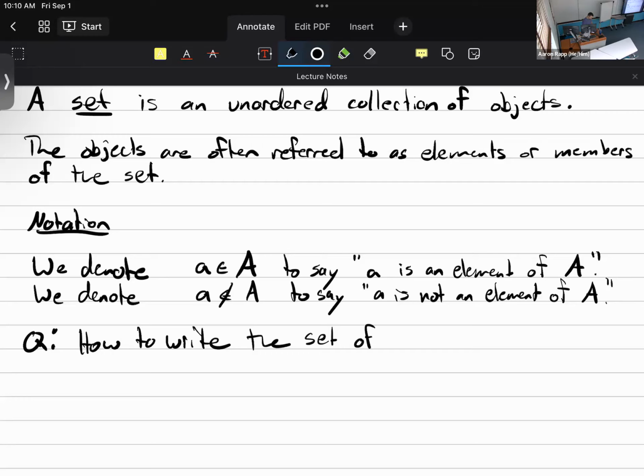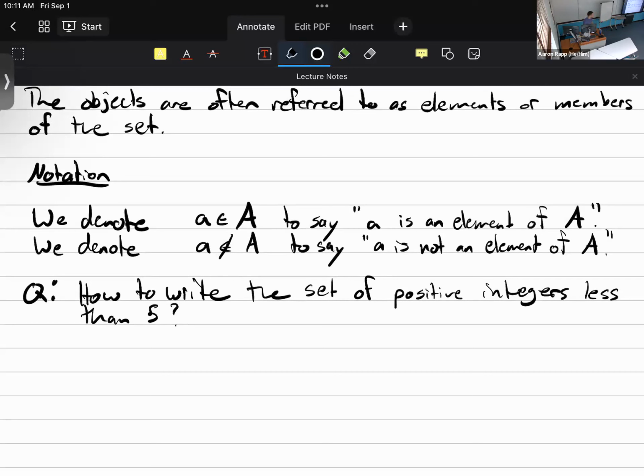Let's see, how do we write the set of positive integers less than 5? Well, there's not one absolutely correct way to write this set. There are multiple different ways, just as in the English language. If you have a concept you want to state to someone, there are multiple ways to convey it through grammar, word choice, etc. Similar things can happen here. Not as many options, but there are at least two really common ones that you're going to see.